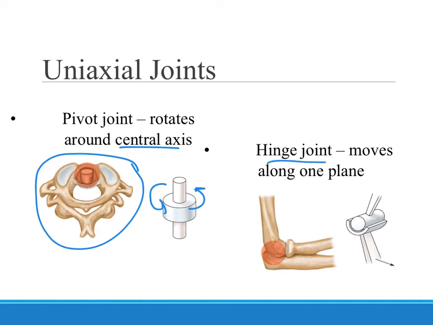Then there's the hinge joint, which moves along one plane like a door hinge, and so your elbow and your knee are perfect examples of a hinge joint.